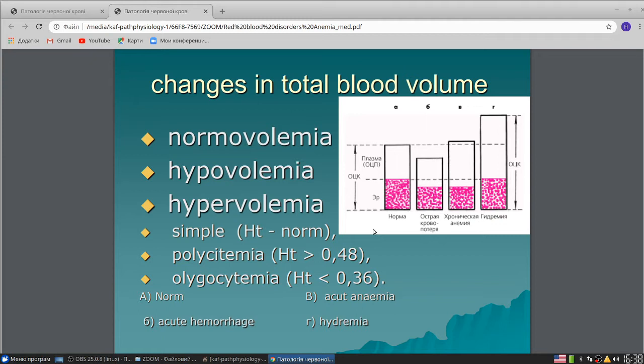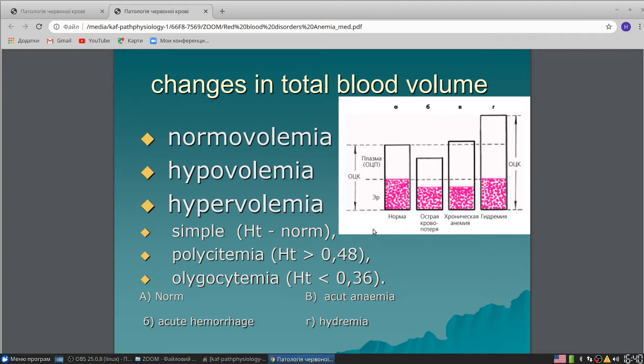About hypervolemia. Hypervolemia also has three types: simple, oligocytemic and polycytemic. Simple hypervolemia occurs right after transfusion of a large amount of blood. It can be an experimental condition. Oligocytemic hypervolemia occurs with water retention in the organism due to renal disorders or when blood substitutes are injected. Polycytemic hypervolemia occurs in hypobaria or in a state of hypoxia, when there is hyperstimulation of hematopoietic tissue due to overproduction of erythropoietin, or in neoplastic processes, hyperplasia in bone marrow. It can be polycythemia vera, or erythremia, or leukemia.